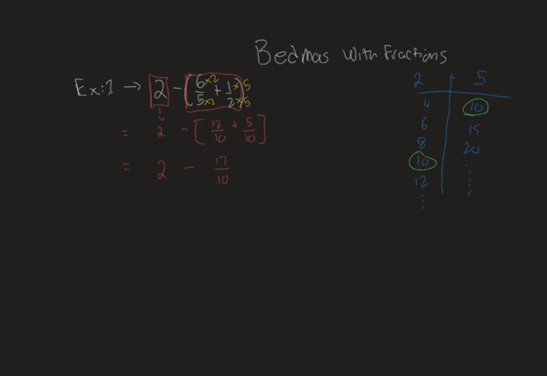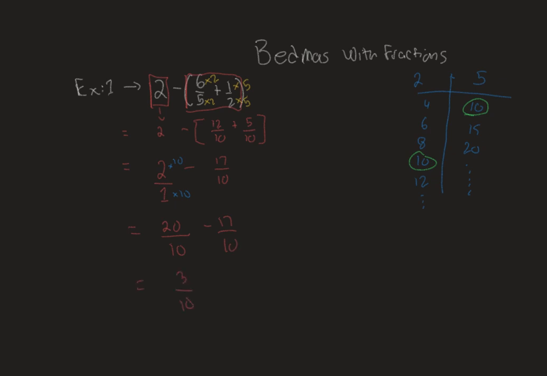Now, I know people are going to say the number 2 doesn't have a bottom. But it does. Remember, even if you don't see it, every number can be said to be divided by 1, because 2 divided by 1 is still 2. So it does have a bottom, and I have to turn that bottom into 10. That's easily done by multiplying by 10, and the same thing to the top. That gives you 20 over 10 minus 17 over 10. Let's do this subtraction. You've got 3 over 10.